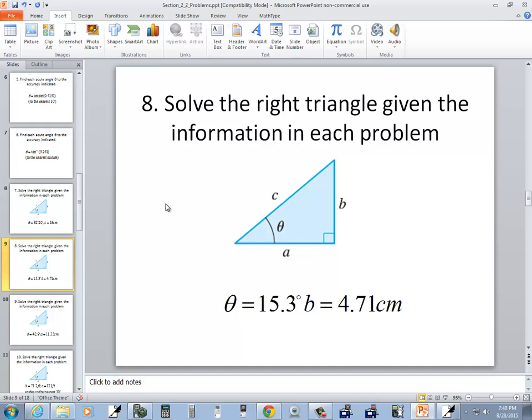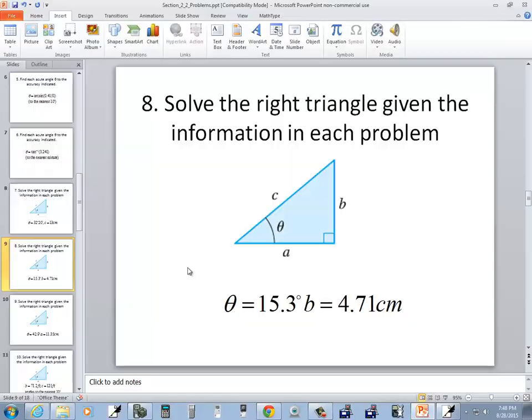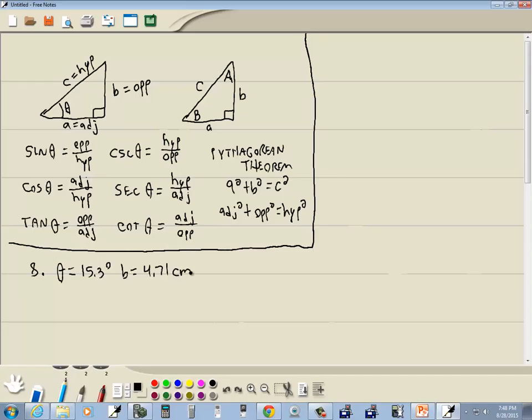Okay. This says we got theta is equal to 15.3 degrees and B is equal to 4.71 centimeters. Now remember our goal in solving a triangle. We want to find angle A, angle B, angle C. Angle C is always our 90 degrees. Side A, side B, and side C. B they're giving us, that's 4.71 centimeters.